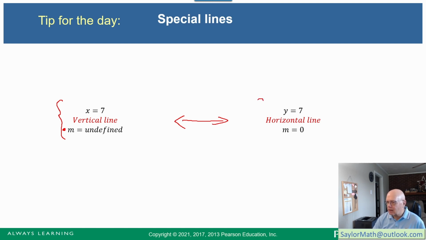On the other hand, if someone says, I've got an equation that looks like this, y equals 7. What 2 other things does that tell you? It's a horizontal line, and the slope is 0.